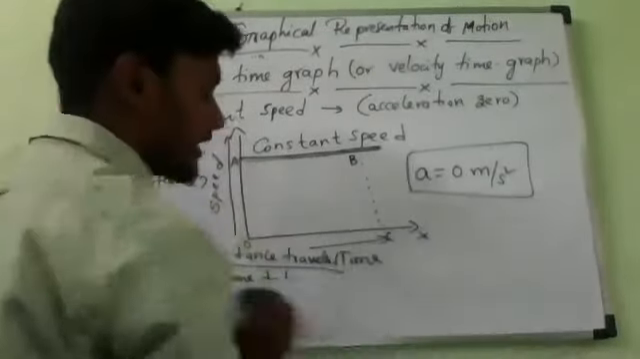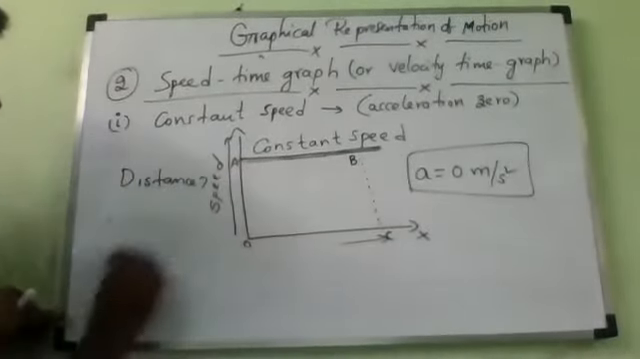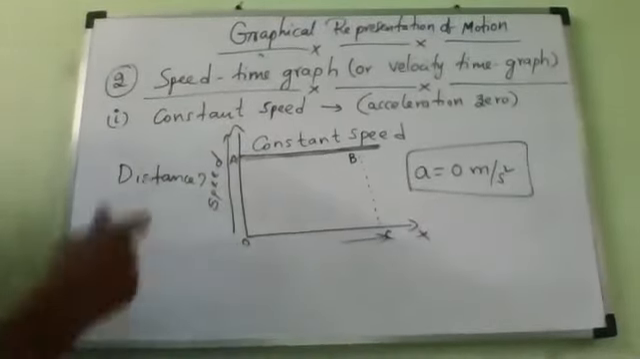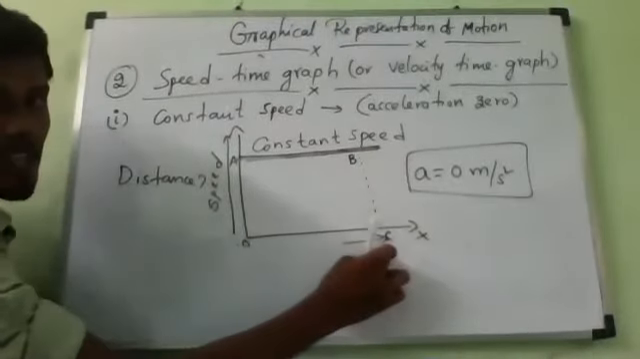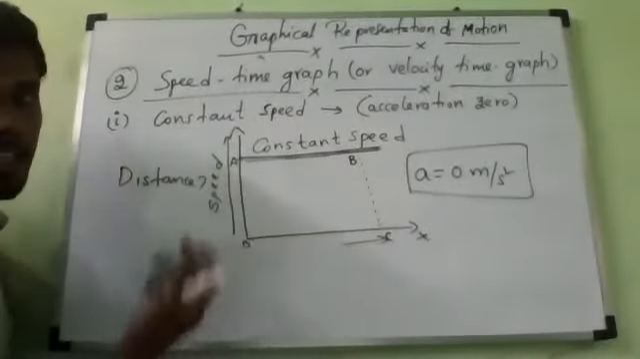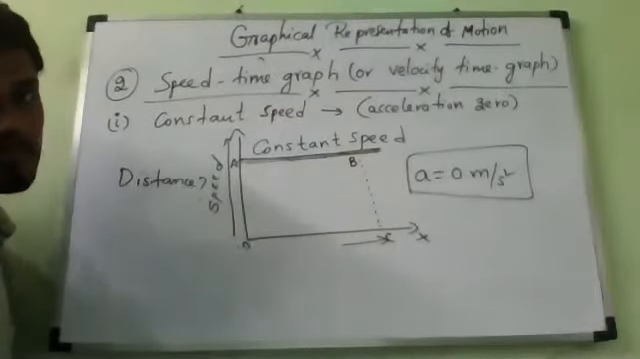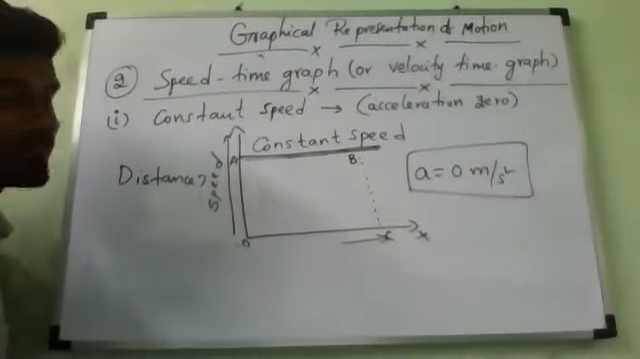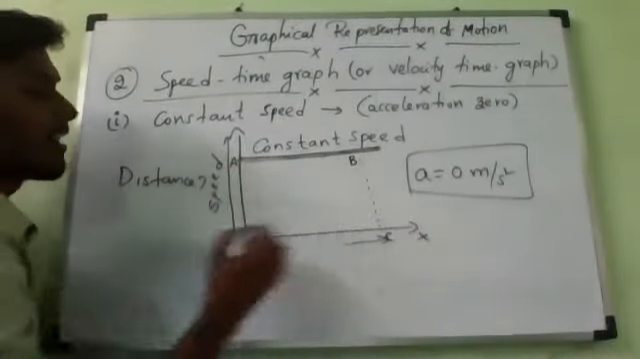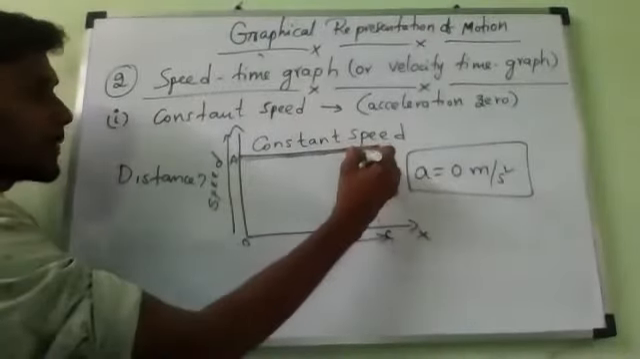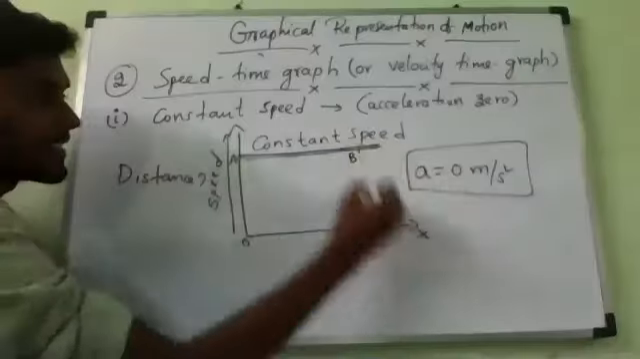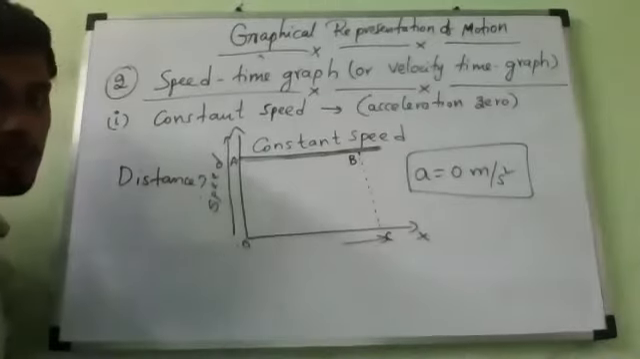At point B, what is the speed? Like the previous graph you observed, at point B, what is the speed? BC, that is, is equal to OA. Both are parallel, correct? OA and BC are parallel. So at point B, the speed means what? Speed is equal to BC. That is only the slope. Yes or no?